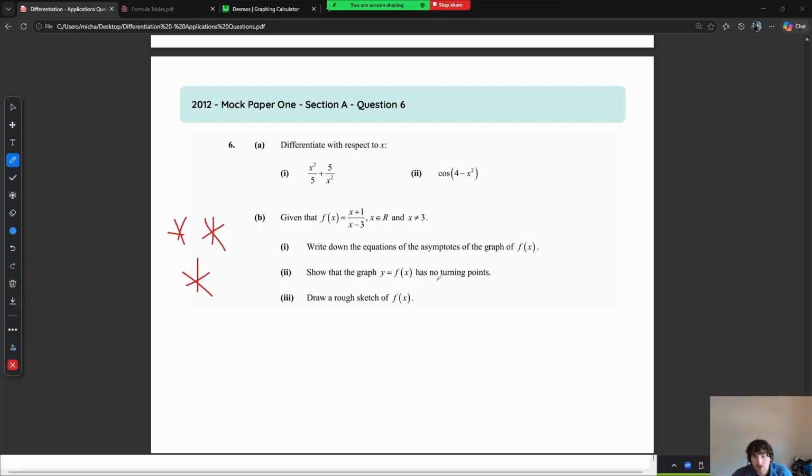Okay, show that it has no turning points. That's easy. So we just take a derivative of this and set it equal to 0 and show there's no solutions. So I'll just hammer that out here. F dash x. Now, the way I'm going to get that, this is obviously a quotient rule, but I've been shown before that you can do this using a product rule if you rewrite it like this.